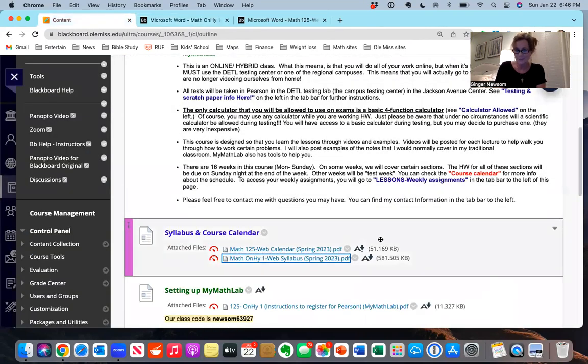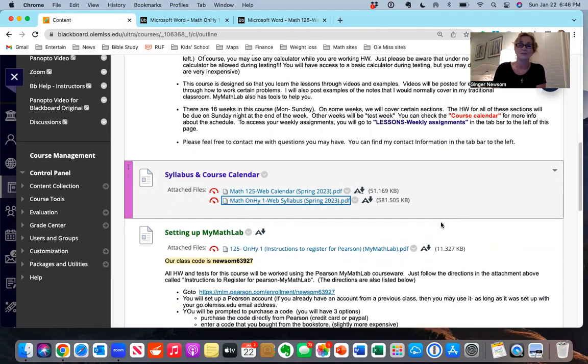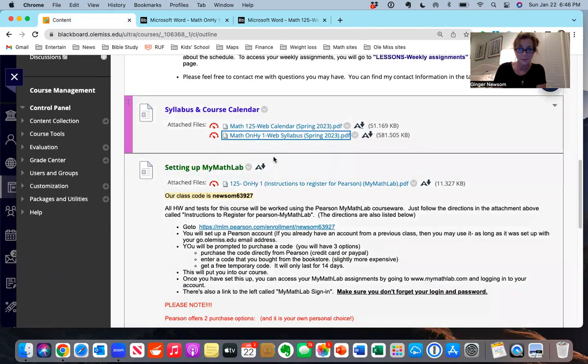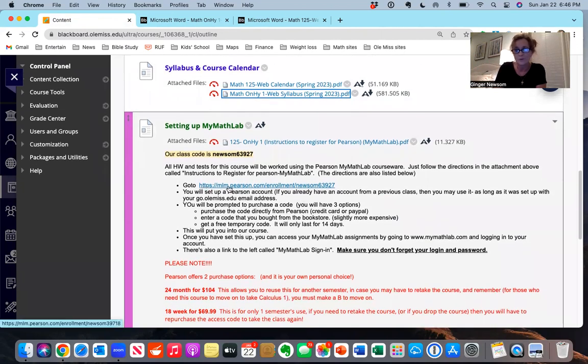That was the syllabus and the calendar. Okay, so like I said, one of the first things you want to do is sign up for Pearson, or MyMathLab. I call it both things, but this is your online software that you're going to do homework and take tests on. The directions are right here on this opening page on Blackboard. To sign up for it, this is our class code, Newsome 63927. But if you click this link right here, it'll take you straight to registering for it, and it'll put you in my class.